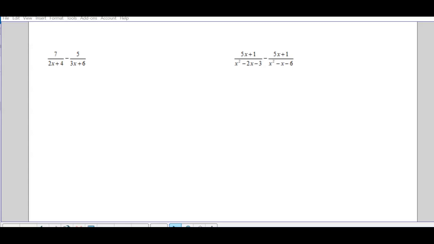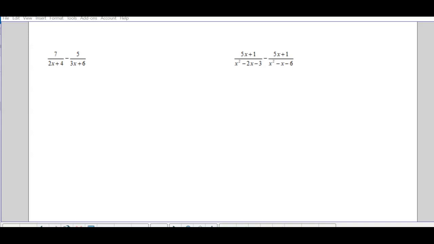Okay, so we're adding and subtracting rational expressions. Biggest thing is to simplify each rational expression first before you find your lowest common denominator. You can't divide out between them, but within them, maybe you can. Okay, so here, I can't divide out anything between the numerator and denominator, I should say.